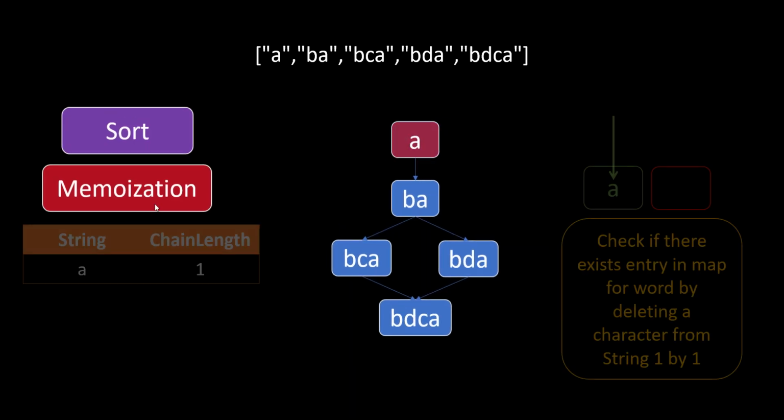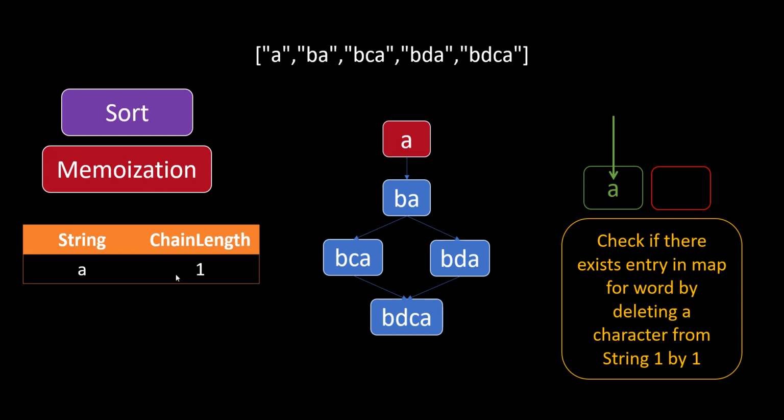Now for memoization we are going to use a map. The map would store the string and the result for that particular string. That is, what is the maximum chain length that we could have for this particular string. Starting with the first one, we add this string with the chain length of 1 because this is going to be a default that one word can at least occur in the chain.